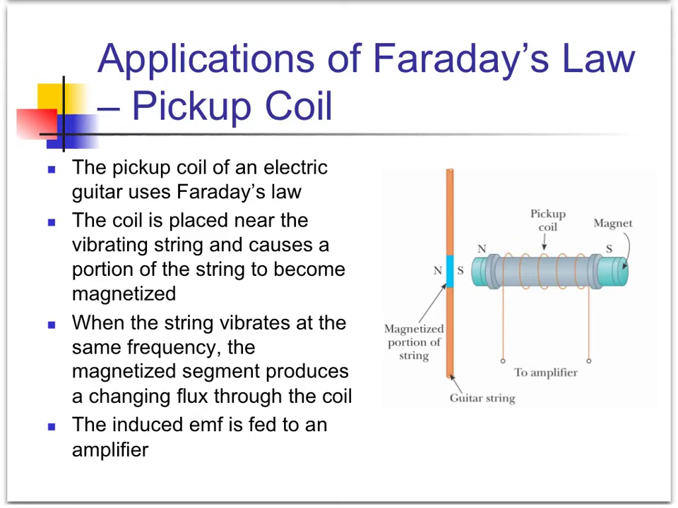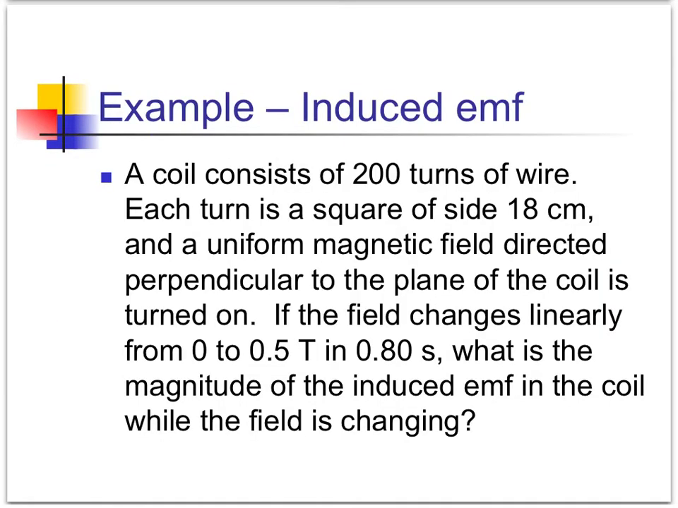So let's look at a problem. A coil consists of 200 turns of wire. Each turn is a square of side 18 centimeters, and a uniform magnetic field directed perpendicular to the plane of the coil is turned on. If the field changes linearly from 0 to 0.5 teslas in 0.8 seconds, what's the magnitude of the induced EMF in the coil while the field is changing?